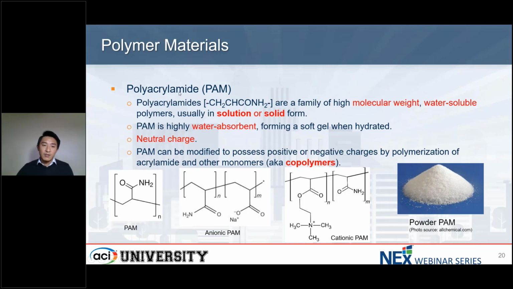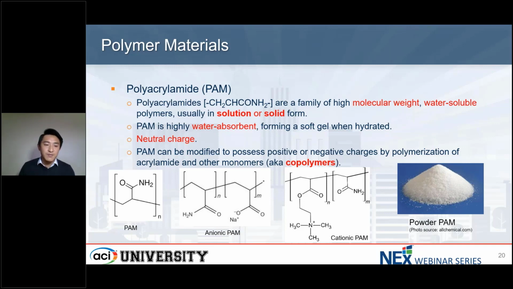Another common type of polymer is polyacrylamide. These polymers are a family of polymers with a wide range of molecular weights, and they are quite water soluble. They could form a gel and are usually sold in solution or solid forms. However, there's one thing I would like to point out about these polymers, or PAM for short. Technically, they're neutrally charged. However, if you go through all the polymer products, especially PAM products, people may say we have anionic PAM or cationic PAM.